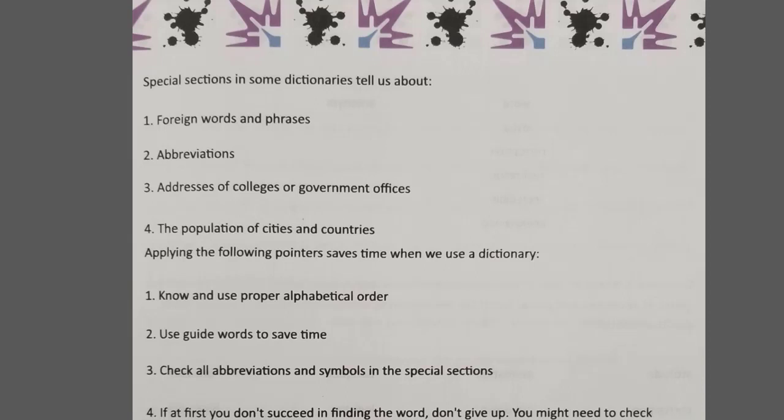Then we have the abbreviations. Underline abbreviations as well. It means the shortened form of words, right? Addresses of colleges or government offices, the population of cities and countries. So we have all this other information which might be in special sections of some dictionaries, right?